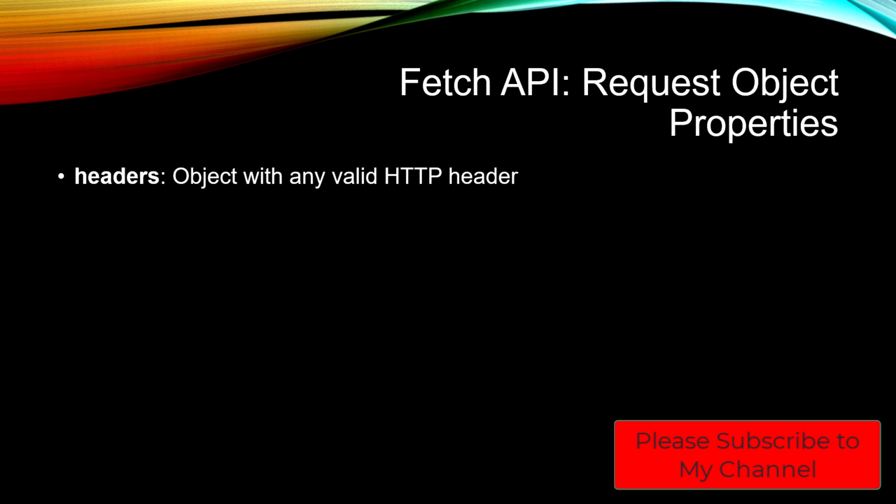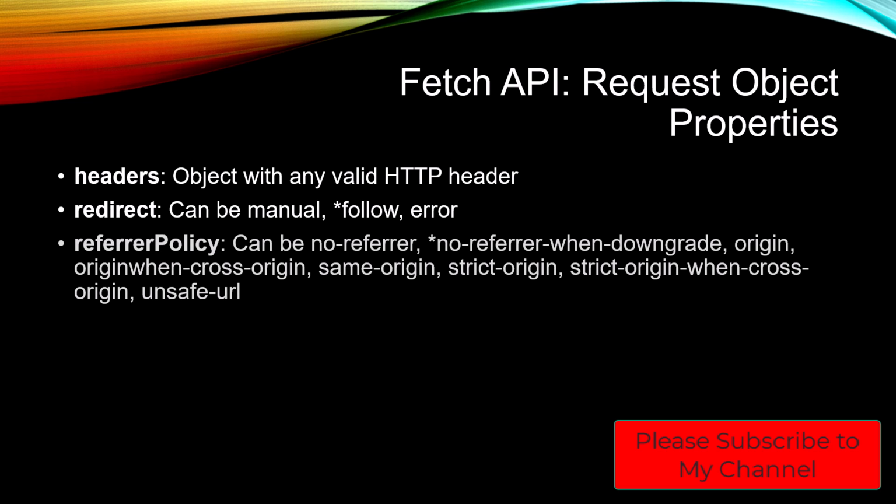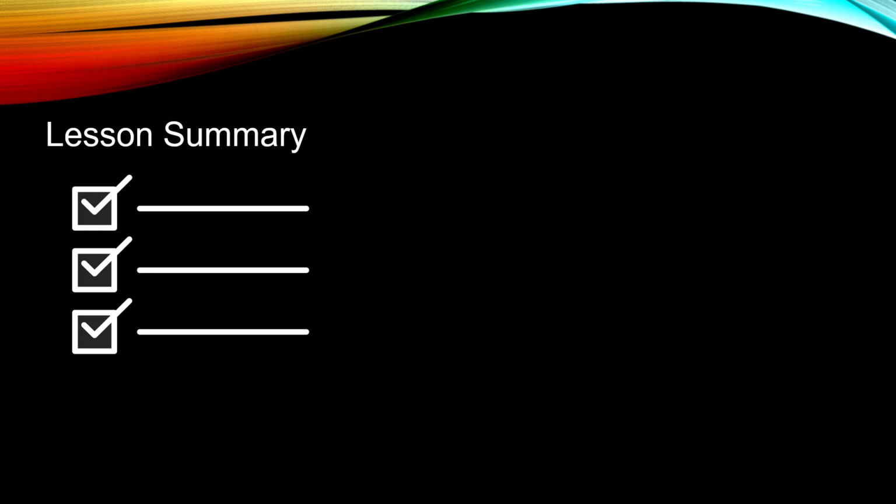We have headers, that's an object with any valid HTTP header you want in it, or headers. A redirect, which can be manual, follow, or error. We have a referrer policy, which can be any of these various referrer policies that you want. And the body, which is a stringified JSON object. So like I said, very few slides, but I wanted to give you an example of everything that we're going to be looking at throughout the rest of this course.